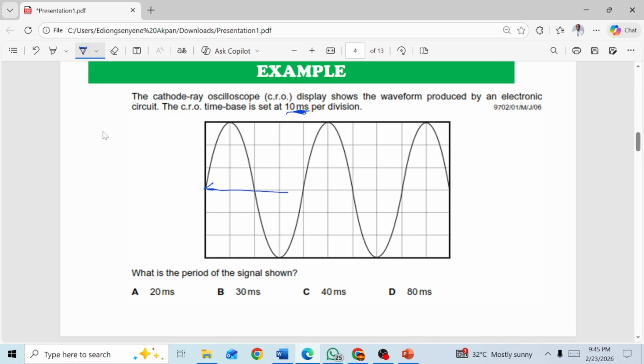You will find what gives you a complete cycle. In this question, we have 1, 2, 3, 4 boxes. The period T will be equal to the number of boxes times the time-base setting. In this case, we have 4 boxes times 10 milliseconds per division. This will give us 40 milliseconds. This is the period T. The answer is C. You can see how simple the question is. It's only simple when you know what you are doing.